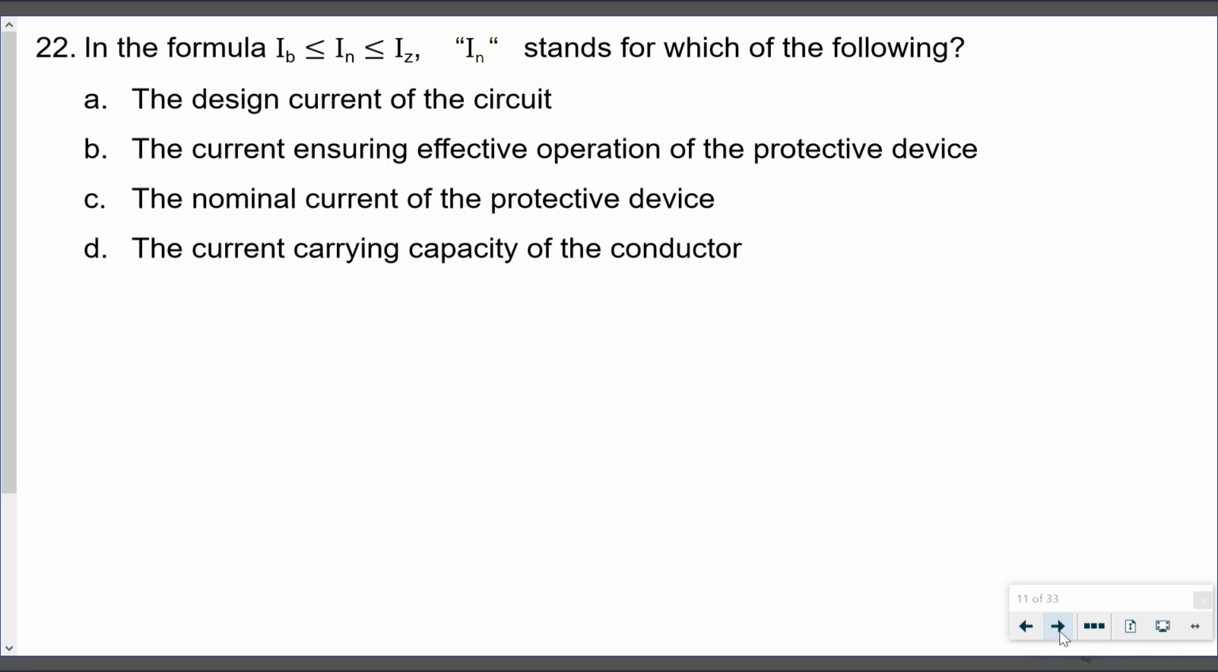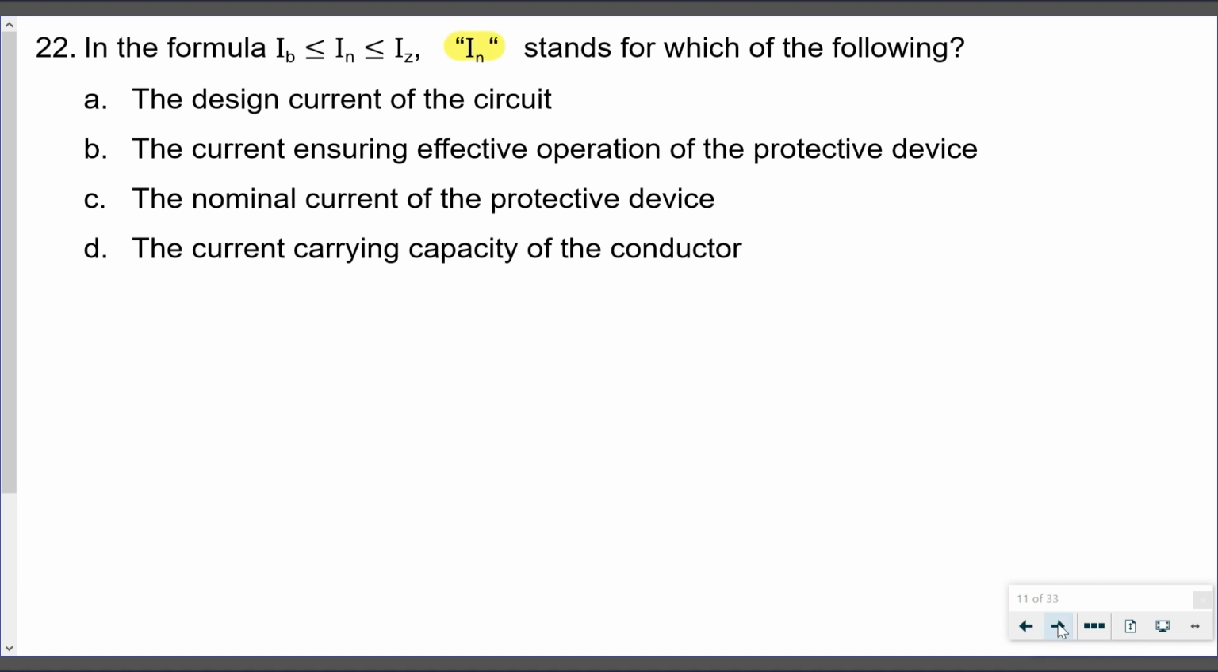Question 22, the formula IB is less than or equal to IN, which is less than or equal to IZ. The IN stands for which of the following? So we've got the design current of the circuit, the current ensuring the effective operation of the protective device, the nominal current of the protective device, or the current carrying capacity of the conductor. So we're looking for this IN.